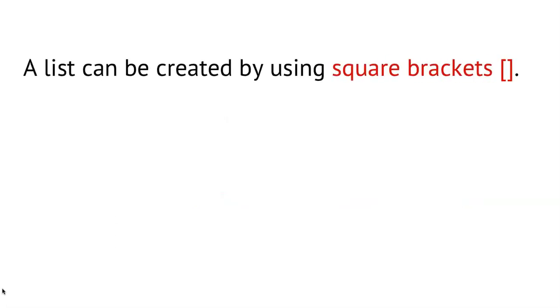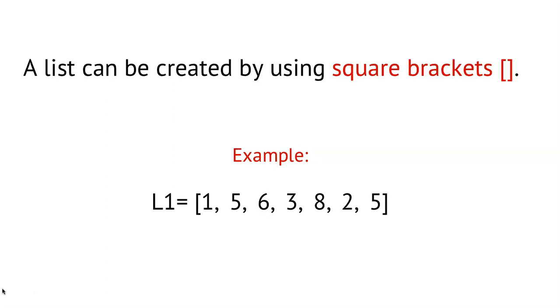A list can be created by using square brackets. For example, the list L1 has the values 1, 5, 6, 3, 8, 2, and 5. You can see here all these elements are inside the square brackets, and each element is separated by a comma. As we can see here in list 2, the elements have mixed data types. Means it has the value 5, that is integer, 2.83, that is float, and hello, that is string.